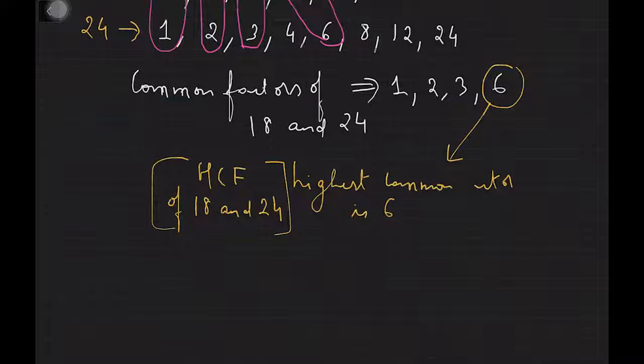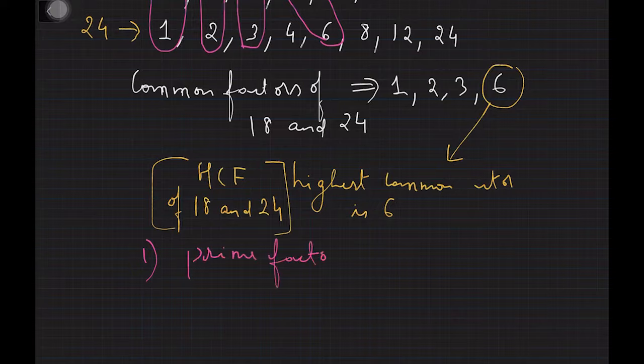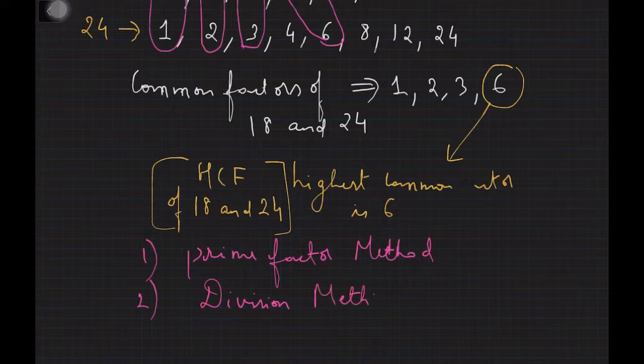But when we take bigger numbers, the bigger number might have more than 10 or more than 20 or even more than 40 factors. In that case, it will take a lot of time for us to list out all the 40 factors. Therefore, we have two more methods which help us in getting the HCF of a given set of numbers in fewer steps. The first method is prime factor method, and the second method is division method.